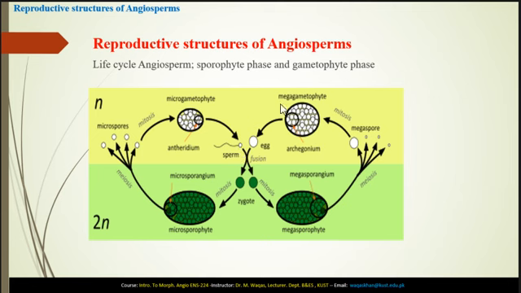In addition, there is the 8-cell megagametophyte. This is called the megagametophyte, as you can see. The megagametophyte, called the embryo sac, produces the egg. After the fertilization of egg and sperm, it results in the zygote, and again this process continues on. This is the complete life cycle of angiosperm: the sporophytic phase and the gametophytic phase.